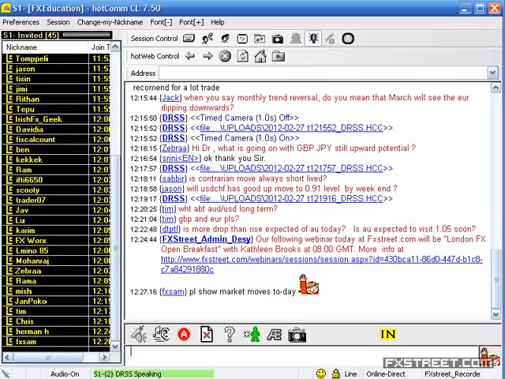Then Zebra, what is going on with the GBP yen? Still upward potential? Yes, still upward potential is seen in GBP yen. Don't try to short it. If there is a dip, try to buy.